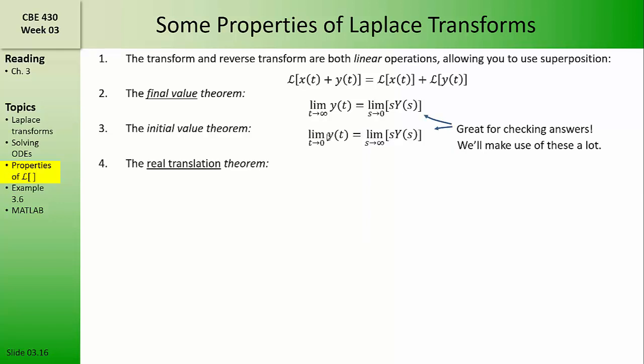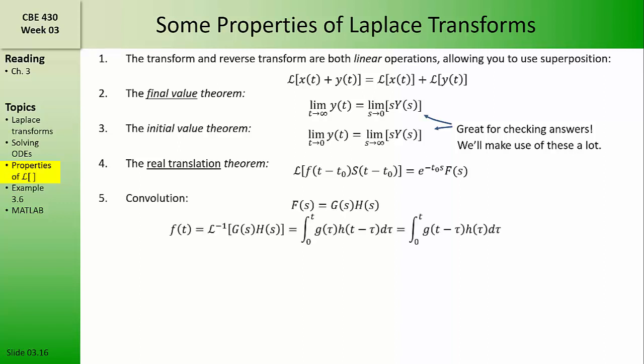The real translation theorem is what we call the Laplace transform of a time delay. We've already reviewed this. The real translation theorem is represented by entry 26 in table 3.1. The convolution property involves the product of two functions in the Laplace domain. The product of two functions in the Laplace domain gives rise to a convolution integral in the time domain.